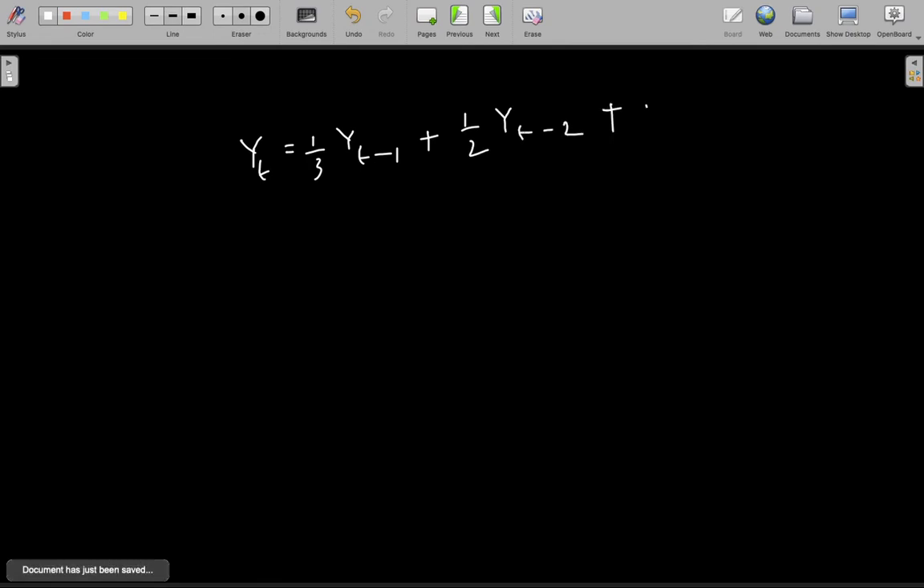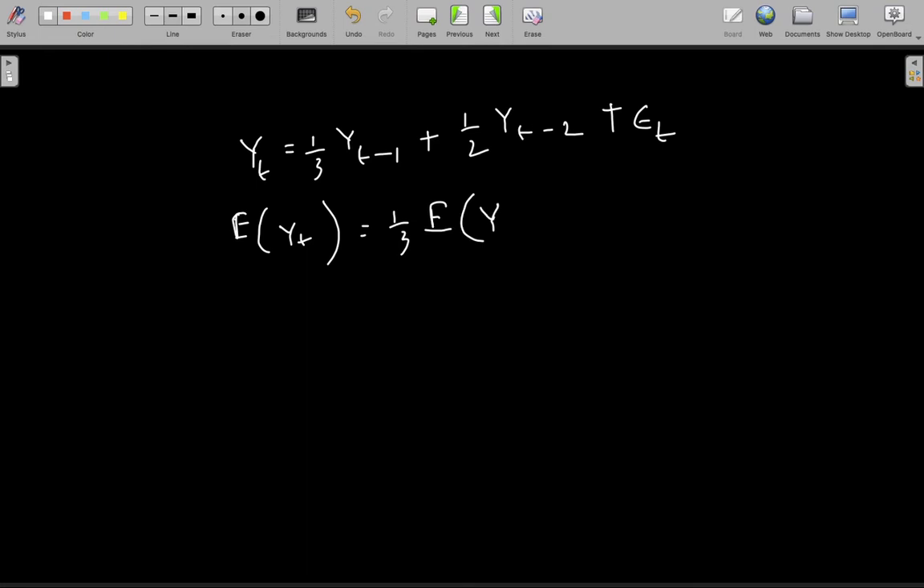It's a very simple problem. So I will write again yt equals 1/3 yt minus 1 plus half yt minus 2 plus epsilon, right? Now to get a mean, I need to take expectation on both the sides. So expectation of yt equals 1/3 expectation of yt minus 1 plus half expectation of yt minus 2. My last term is actually 0, right?